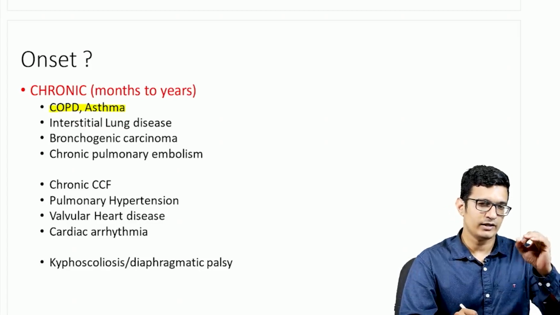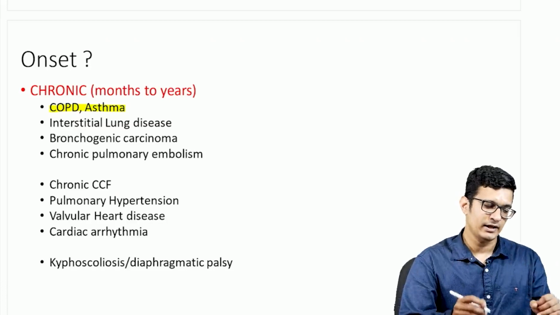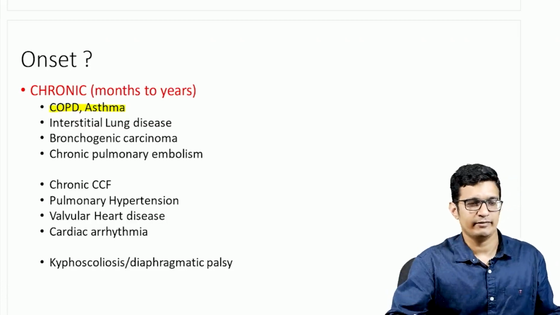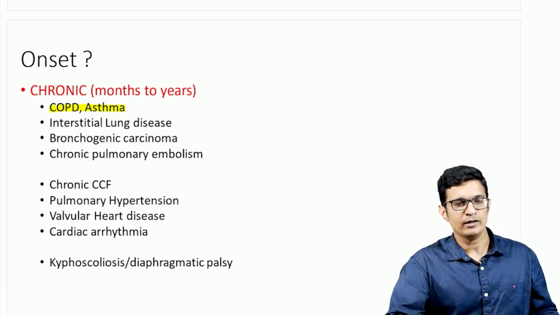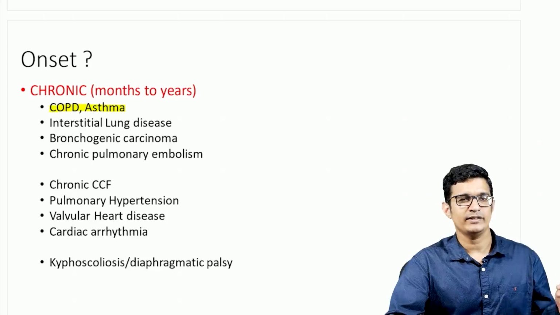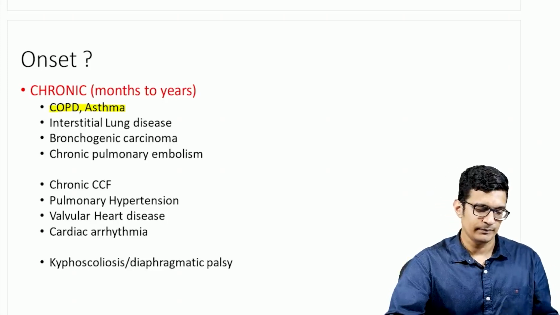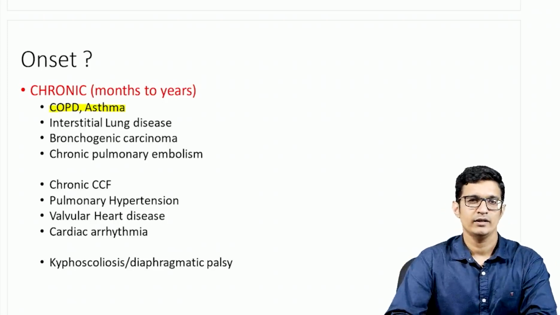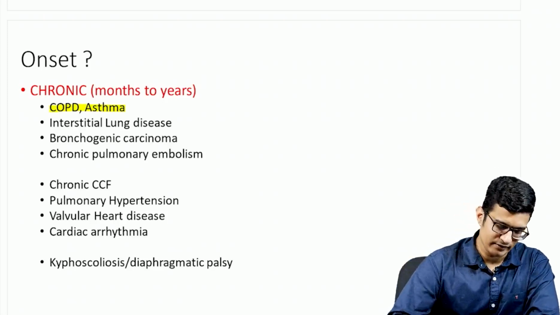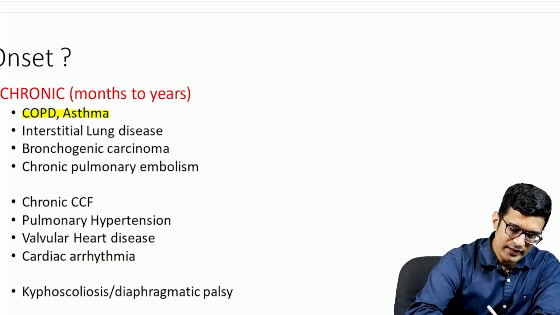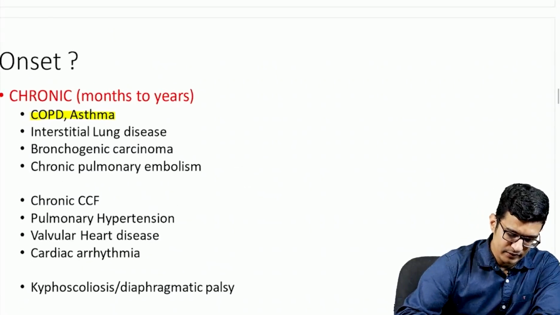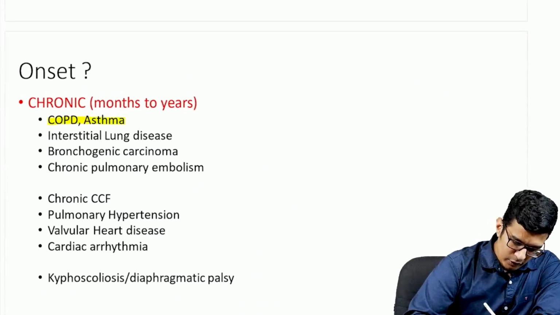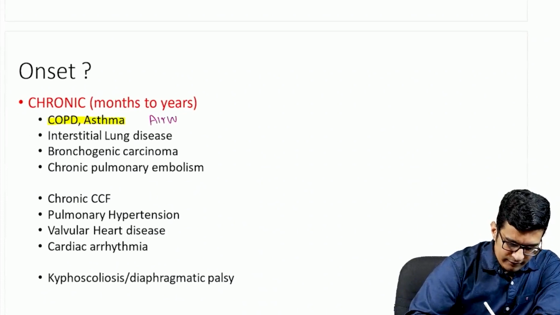And because of the constriction and spasm of that airway, he will be having an obstructed airway. So an asthma patient can have breathlessness lasting from months to years, and chronic obstructive pulmonary disease is another condition which can present with a chronic onset of breathlessness. So these are the airway diseases which can present with chronic onset breathlessness.